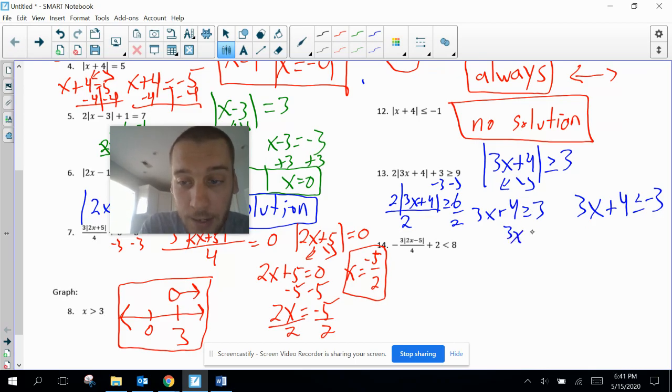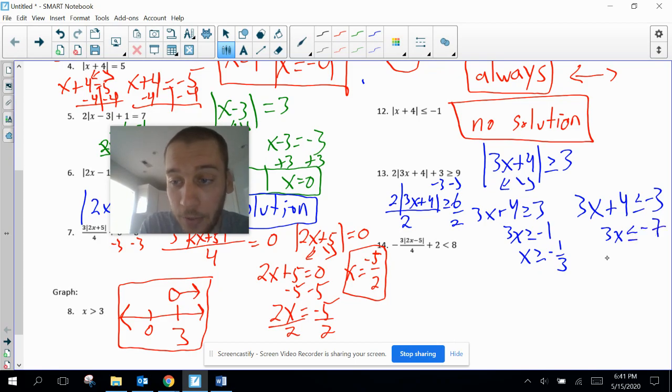Subtract 4 on both sides and we get 1. Divide by 3 and we get negative 1 over 3. That's fine to get a fraction. Over here, subtract 4 and we've got 3x less than or equal to negative 7. Divide by 3 and we've got x is less than or equal to negative 7 over 3. It's fine that it's a fraction. We'll just leave it like that.